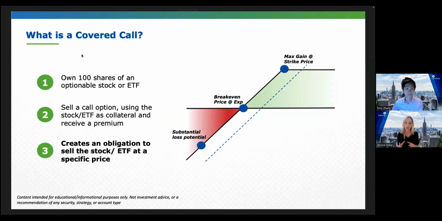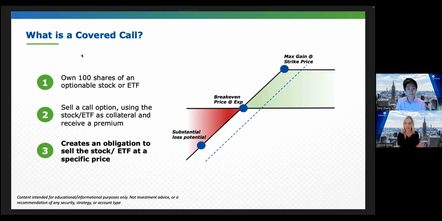So a covered call requires first for you to own 100 shares of an optionable stock or ETF, because in an option contract, one contract generally represents 100 shares. Therefore, you need to have at least 100 shares to write a covered call. You sell a call using that stock that you already own as collateral, and in exchange, you receive a premium. What that does is it creates an obligation to sell the stock at a specific price.